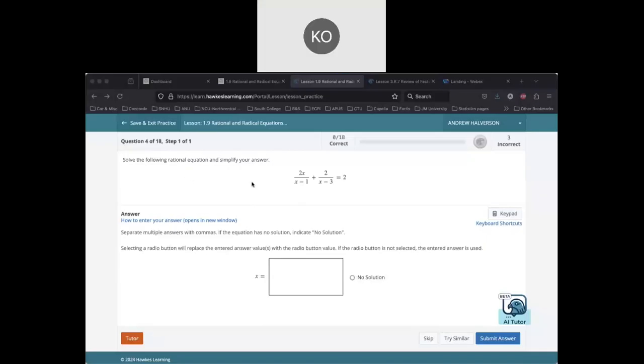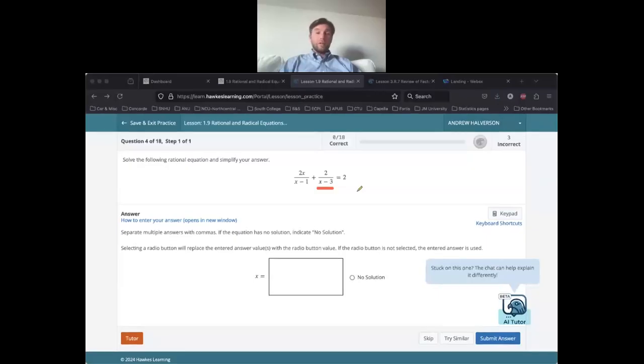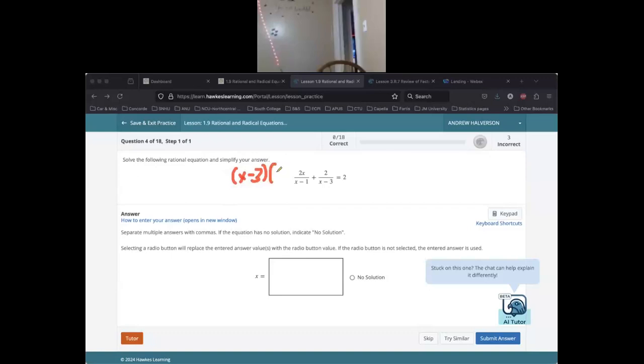x minus 3. Use the entire thing. Oh, so it's just 3x? Not just 3x. Well, 3x means what? 3 times x. What's going on with the 3 and the x here? Subtraction. That's a different operation. So you want to keep it as the unit x minus 3. So x minus 3 and what? x minus 1.